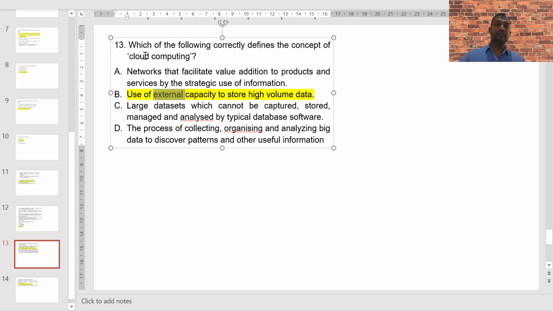So if they said cloud storage here, then this is exactly correct, and since this is cloud computing, even answers like use of external capacity to run ERP applications, that is also correct, because cloud computing has external storage, external applications, external infrastructure. All of these things are available in cloud computing, right? So for question number 13, we can take the answer as answer B.